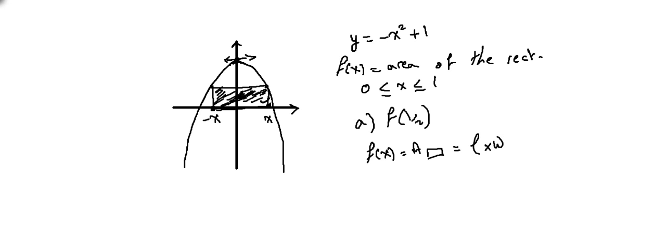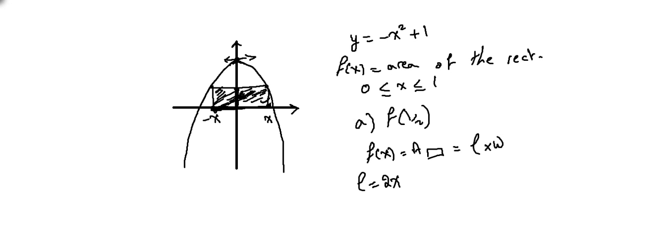This width is from this point to this point. If this is minus x, and this is another x, so the length is double x, right? The length is double x. That's great. And how much is the height of this rectangle?